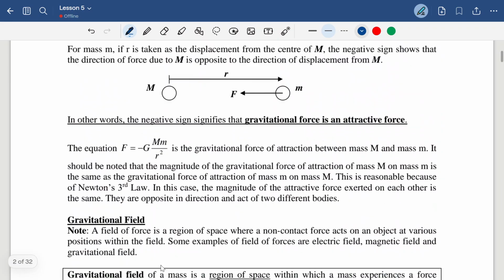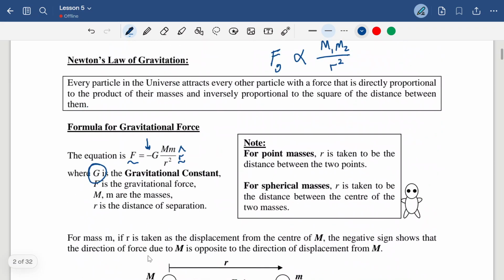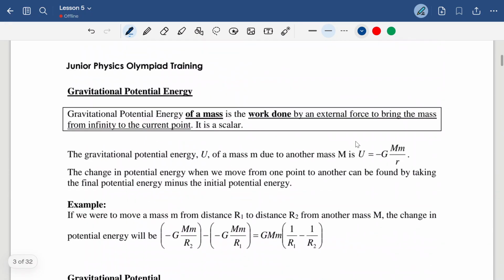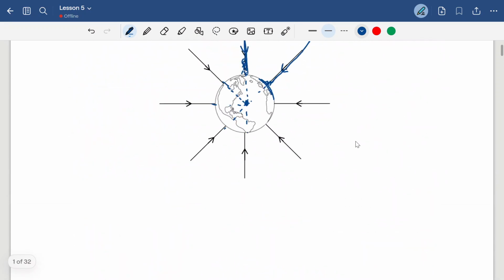Now that you know this formula here, you can see that is the reason why Earth exerts a strong gravitational force on you. Because why? What is the mass of Earth? I'll give you here. I'll write the mass of Earth here.